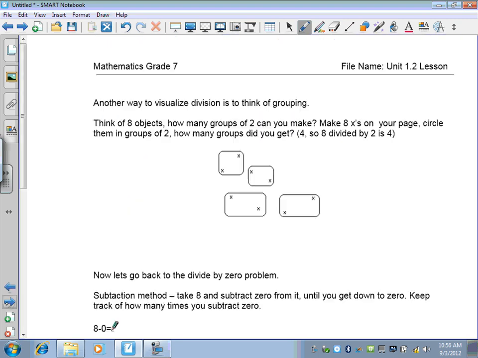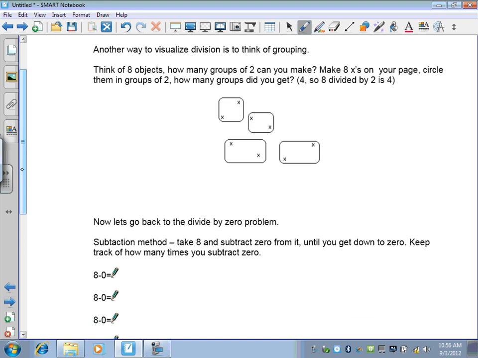Now what happens when we divide by 0? Well, I want to try and show you a grouping method first, okay? I want you to think of 8 objects. Those are represented by the small x's. How many groups of 2 can you make out of these 8 objects? If you take a look, you can circle them, and I've done that for you. Here's your first group, here's your second, your third, and your fourth. So we have 4 groups. If I take 8 and put them in groups of 2, I can have 4 groups. This is another way, called grouping, and it'll show you that it divides it 4 times.